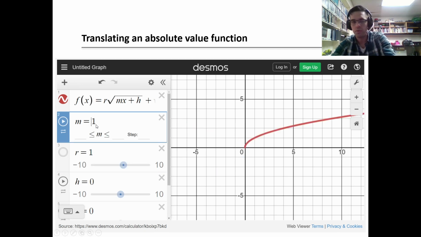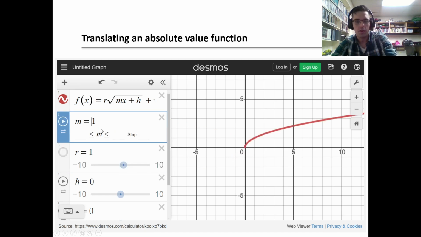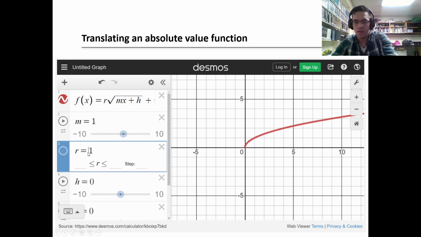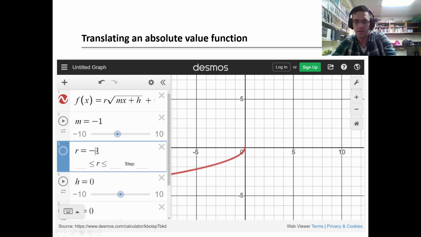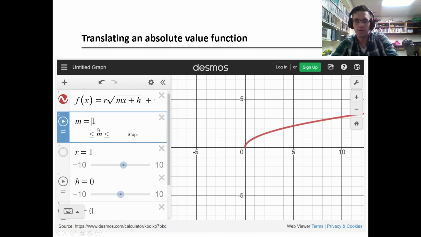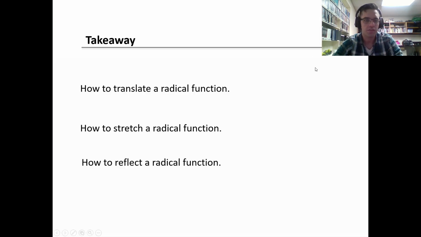And if we make them both positive, we're in quadrant 1, and then we cycle through quadrant 4, quadrant 3, quadrant 2, and quadrant 1 again. I could do this a lot, but I'm not going to anymore because we've got to move on. Takeaways for this lesson: we now know how to translate, stretch, and reflect a radical function.